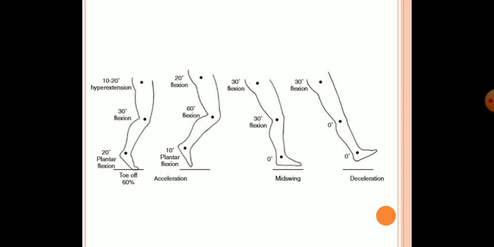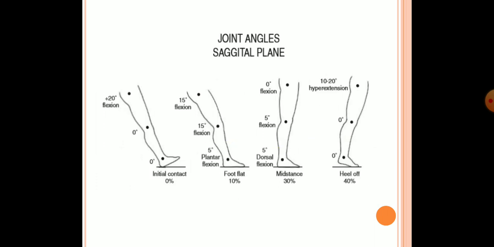And when it comes to mid swing, the hip joint is going for 30 degrees of flexion, the knee joint is also at 30 degrees of flexion, and the ankle joint is in a neutral position. And next is deceleration, the phase which is going to lead into the next gait cycle. At that time, the hip joint is at 30 degrees of flexion, with 0 degrees of knee joint movement, and 0 degrees, or the neutral position, in the ankle joint. And again this cycle continues.